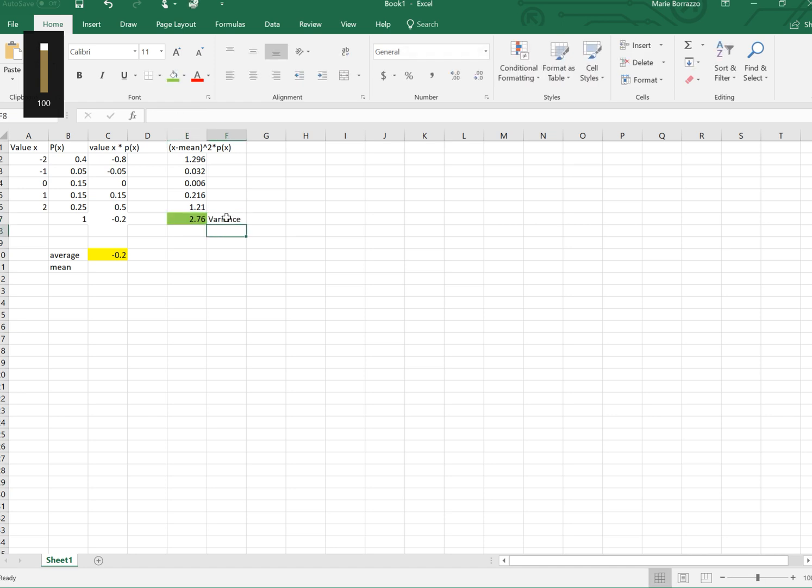Because it's your variance, if they ask you for the standard deviation, you would simply do the square root of that number. So you would do equals square root. When you get this, you should have a pop-up come up, and so equals square root of this number, close parentheses, and there's your standard deviation. So variance, standard deviation, and average, and that's how you do it.